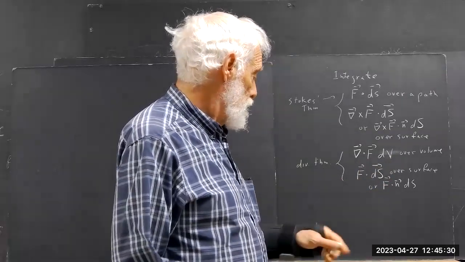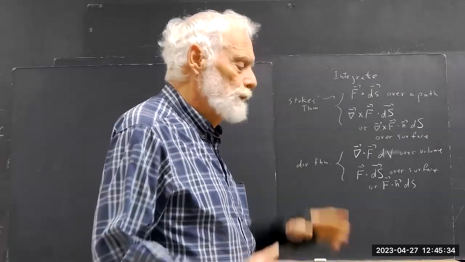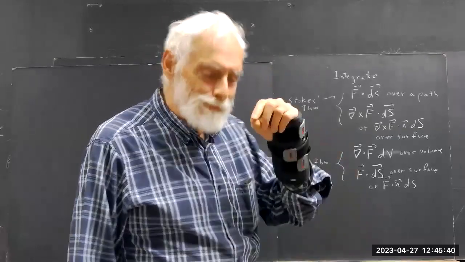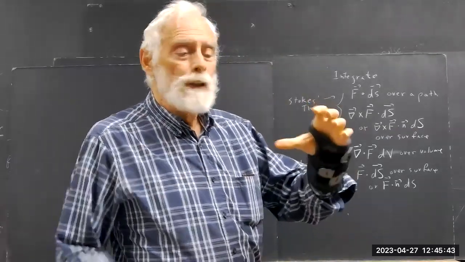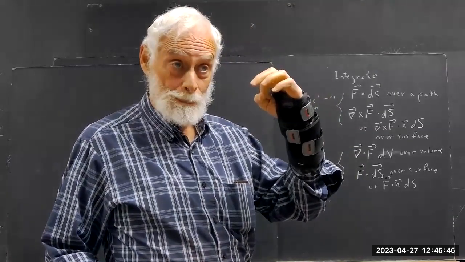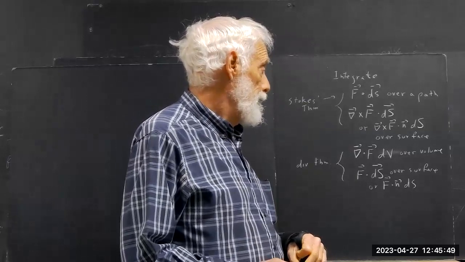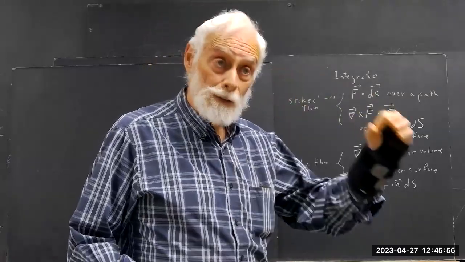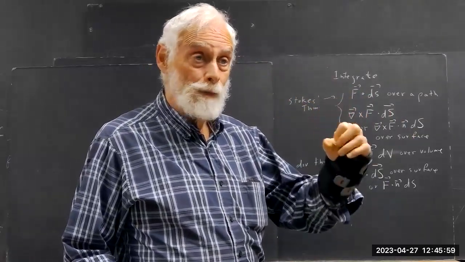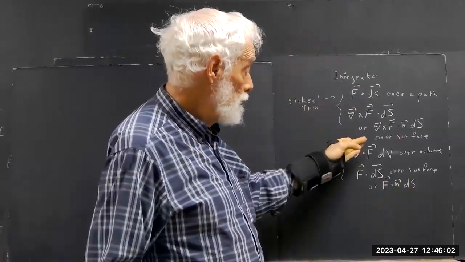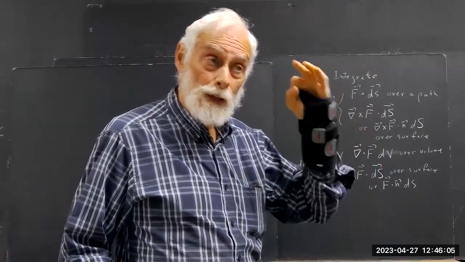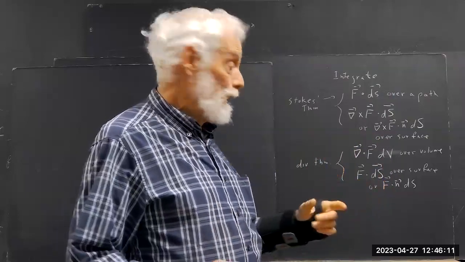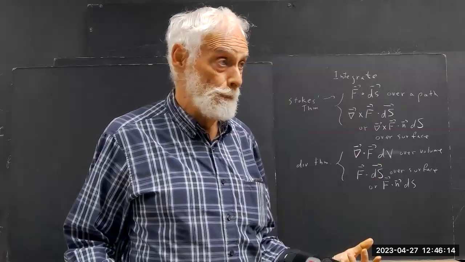And del dot F, we talked about it. At a point, if you take a volume and shrink it around that point, and you always get a non-zero ratio of the flux through that surface to the volume, then you have a non-zero divergence. That happens because del dot F is non-zero at that point.